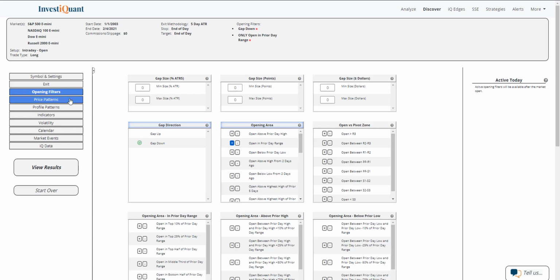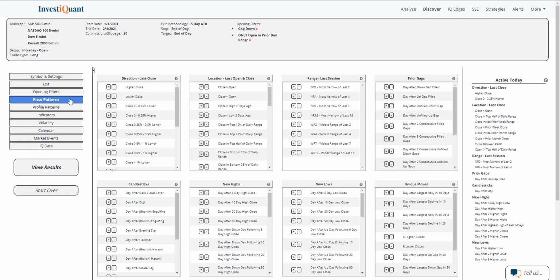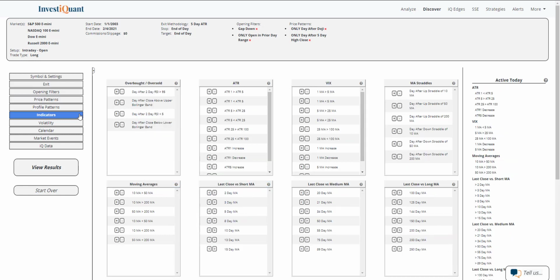Next, I want to go in here and select the price pattern that yesterday was a doji. So I can do that in the candlestick section, which is right here, or I can just grab it from the active today section. Candlesticks, day after a doji, and then right underneath that, I'm going to grab day after a 5-day high close. So that means this doji candlestick is coming after a run-up of some sorts. And then lastly, I'm going to go into the indicator section and say that we are above a 10-day and above a 200-day simple moving average, and click View Results.